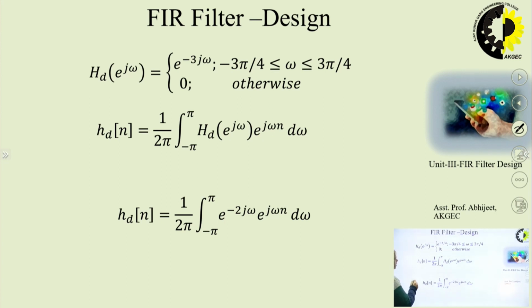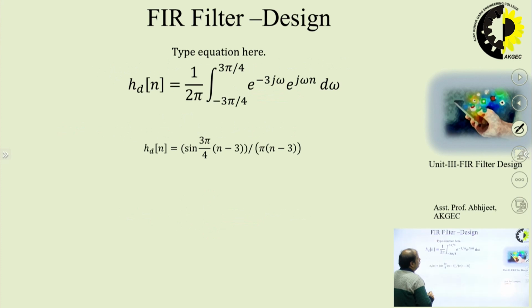Firstly, what we evaluate is the inverse DTFT, hd of n, for which we just use 1 by 2 pi times the integral from minus pi to plus pi of Hd of e raised to the power j omega, times e raised to the power j omega n, d omega. Now if we understand the proposition, this otherwise means that it is 0 between 3 pi by 4 and pi. So we will put this function and substitute the limits also. So how do we substitute the limit?